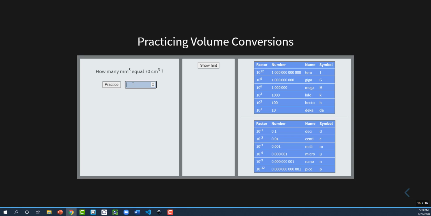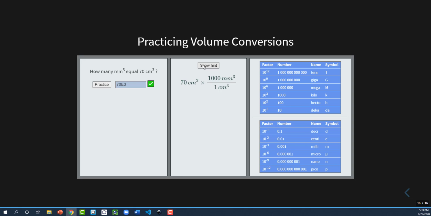Well, we know the answer is going to be 70 times some power of 10. We're either going to multiply or divide by a power of 10. I know it's going to be that we're going to multiply because the millimeter is smaller than a centimeter. As a matter of fact, it's smaller by 1 power of 10. Centi is 2 below the base as a length. Milli is 3 below. So I know I have to take the 10 and cube it, so I'm going to multiply by 3 powers of 10 to get the answer. Let's check our hint so we see how it's written out.